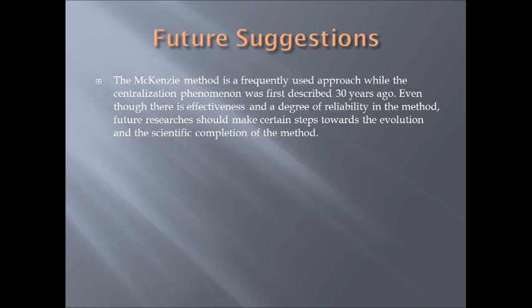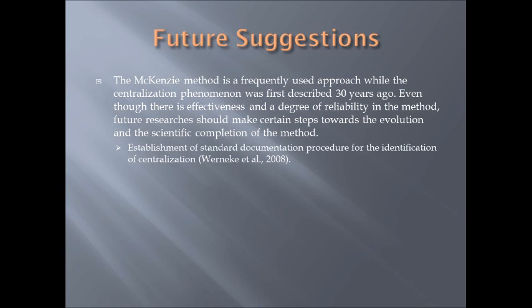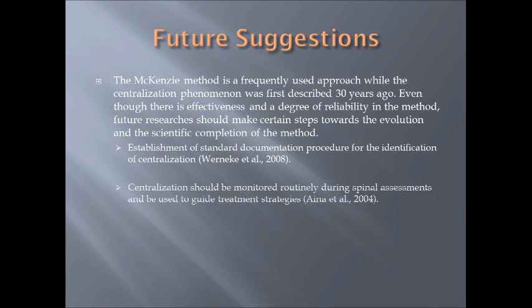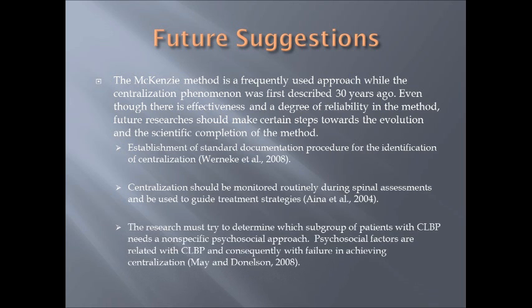The literature suggestions, briefly, are the establishment of a standard documentation procedure for the identification of centralization. Centralization should be monitored routinely during spinal assessments and be used to guide treatment strategies. And finally, suggestions are made that research must try to approach psychosocial factors because they are related with chronic low back pain and consequently with failure in achieving centralization.